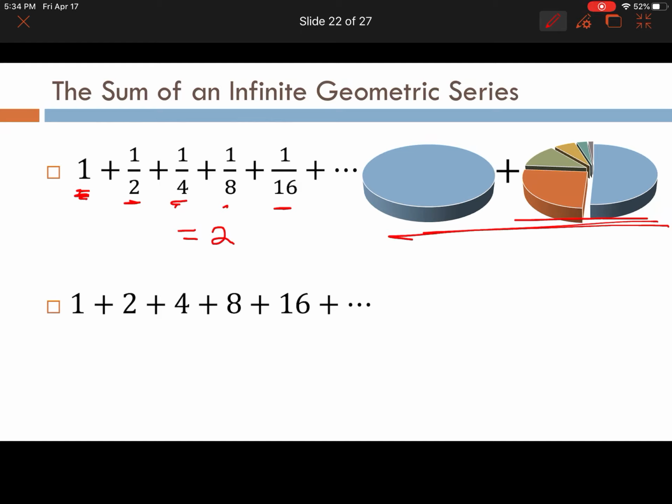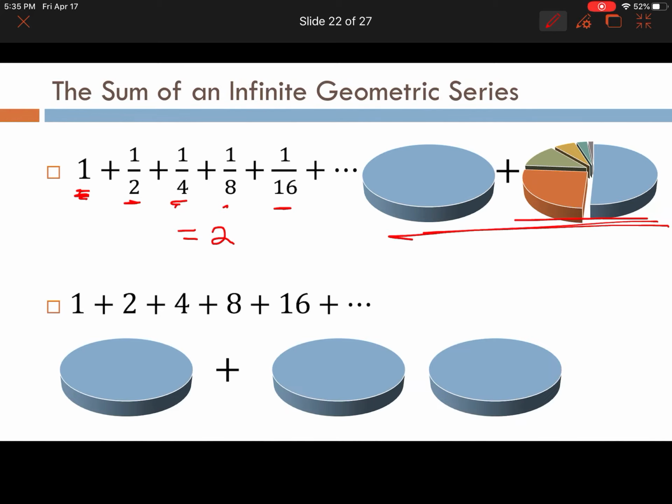Now, let's look at the other one. Well, the first one is 1. The second one has 2. The next one is going to have 4 more and 6 and 8 more and then 16 more. And it doesn't approach anything, right? It just keeps getting bigger and bigger and bigger. So this one is infinite. It doesn't have a sum.